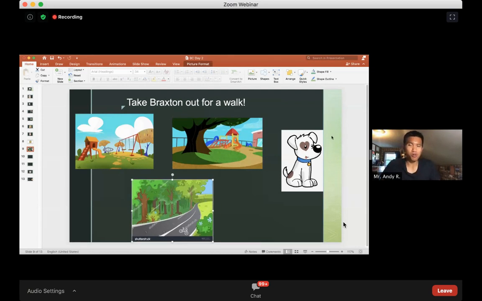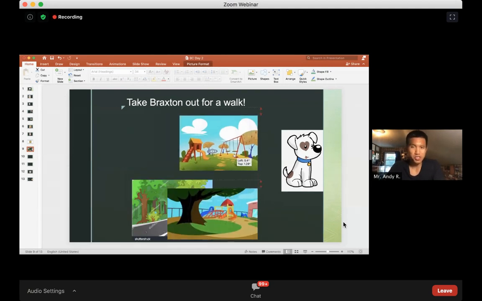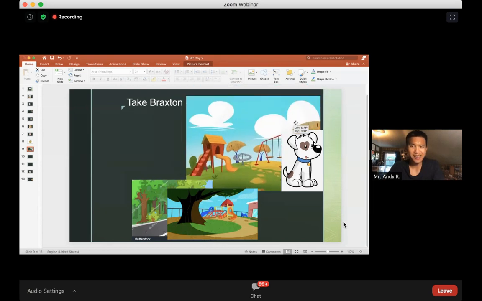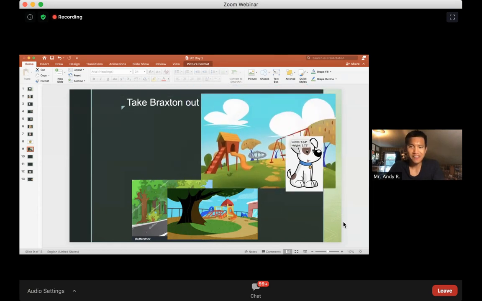Yeah, a nice cool bike path. So where should we bring him? Put it on the chat. Park, bike path, park, bike path. Okay, I think more people said park, so we are gonna take him to the park.